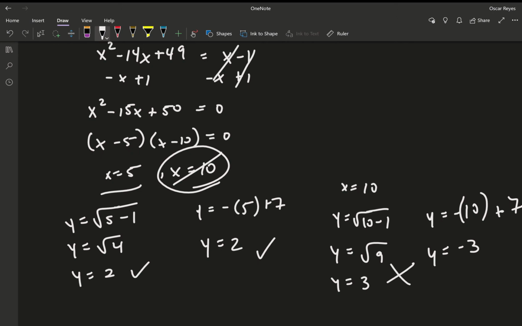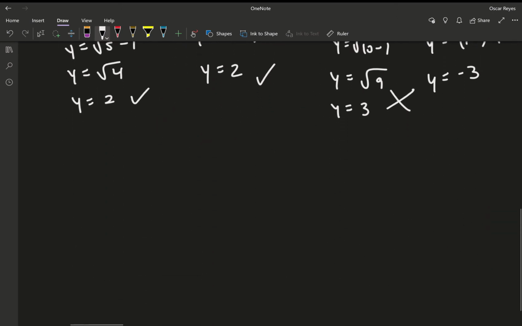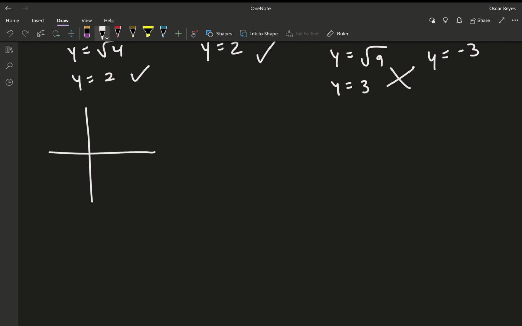So now, if we actually draw out our graph, and our graph was y equals square root of x minus 1, we know we're going to start at 1, and this would be something along like this. And if we draw our line, which was y equals negative x plus 7, we know that it has a y-intercept of 7, and it has a slope of negative 1. So our line is going to be something like this. And we know our last line is the x-axis, which is y equals 0, which is here.